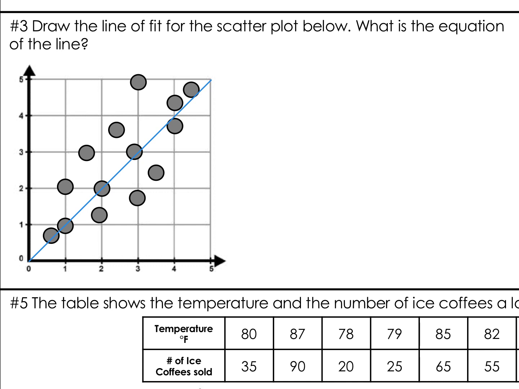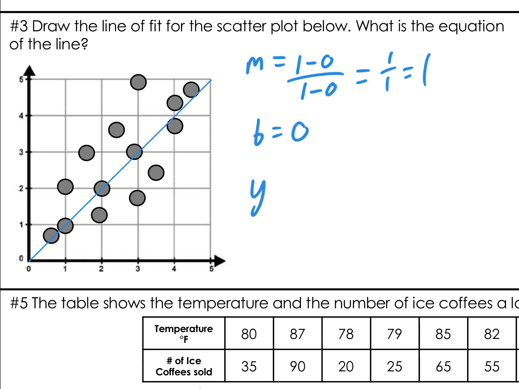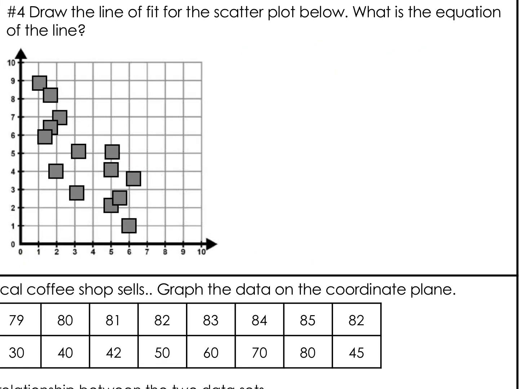Now let's look at number 3. As you can see, this is the line of best fit. We're going to find the slope using the points 1, 1, and 0, 0. So 1 minus 0 over 1 minus 0 is 1 over 1 for a slope of 1. The y-intercept is 0. And when we write our equation, y equals mx plus b, we get y is equal to 1x plus 0. We do not have to write the 1 or the 0, so y equals x.